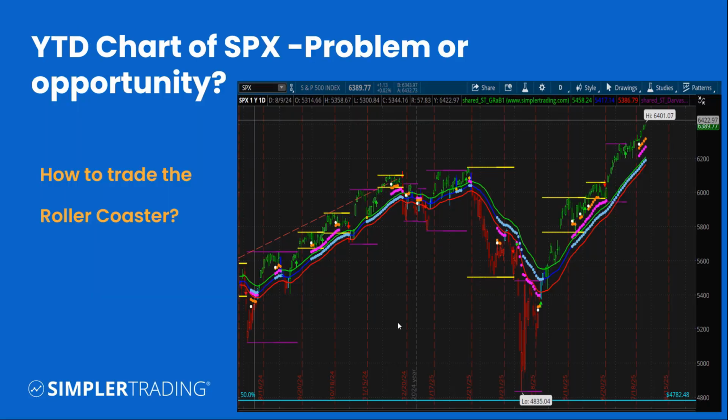The reason we want to talk about this, of course, is the S&P 500, the SPX. When you look at this chart, do you see a problem or an opportunity? Maybe it's a little of both. We've had a crazy sell-off earlier this year, then a crazy rally all the way back up. The question is, how do you trade this stuff? The volatility over the last 3, 4, 5 years has really increased. So how do you trade that? How do you make heads or tails out of that?